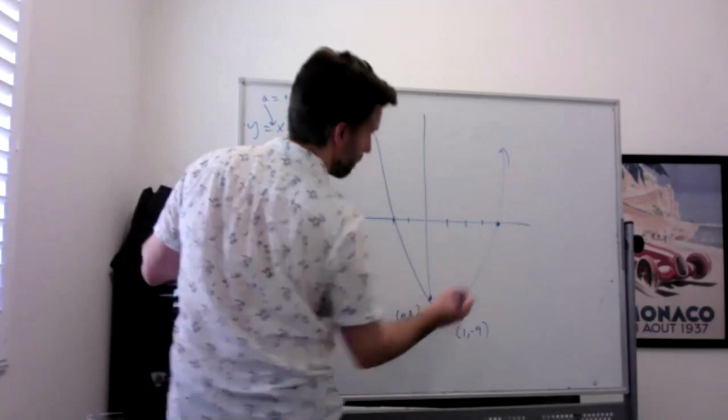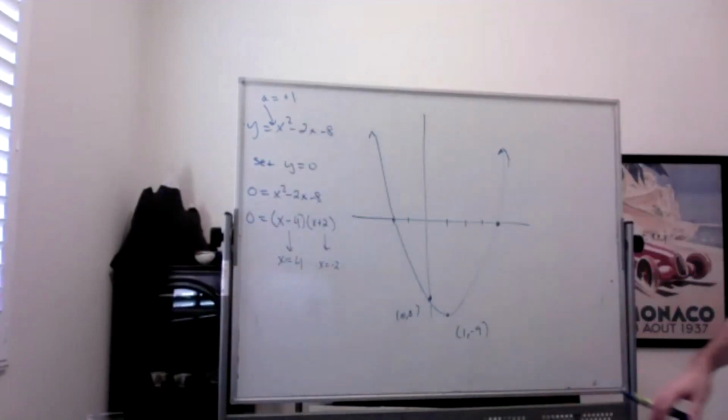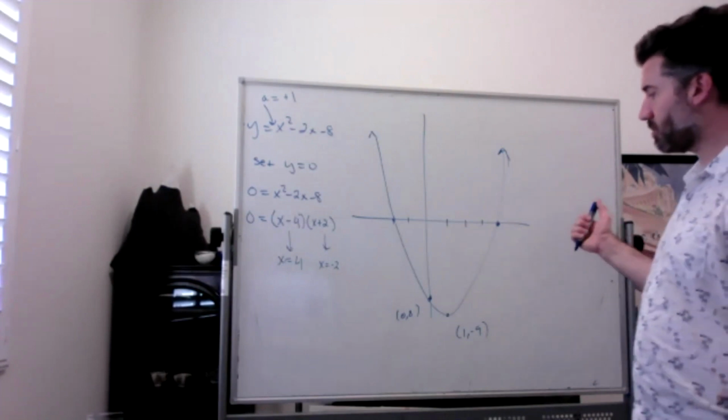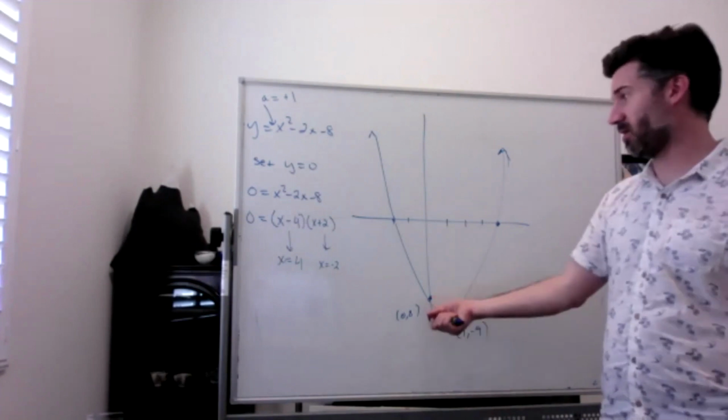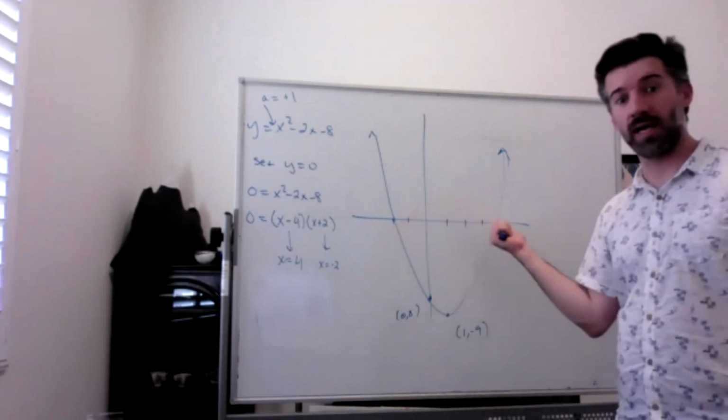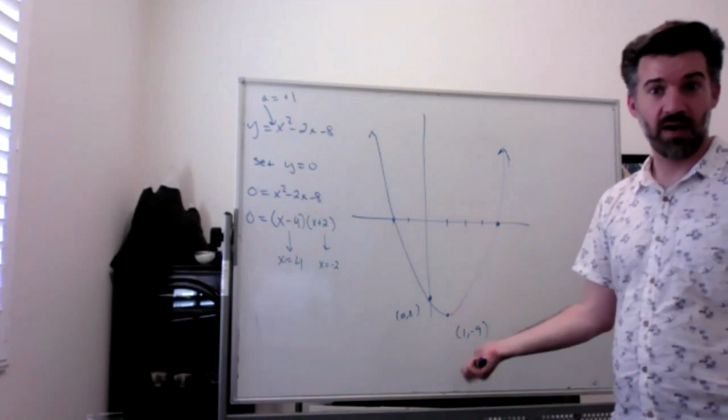So my parabolas have looked better in the past. This one's all right. That's how we draw parabolas. Find the vertex, find the y-intercept, x-intercepts, if there are any, and then graph the thing.